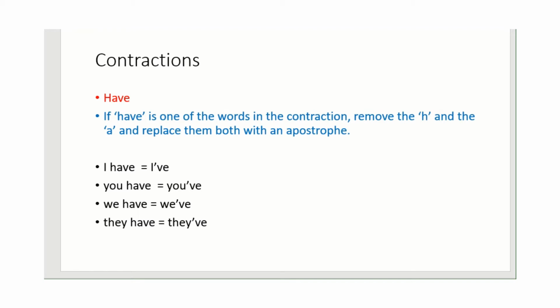Look at have. If have is one of the words in the contractions, we remove two letters again. Look, we remove the H and the A, the H and the A, and replace them both with an apostrophe. So I have becomes I've, you have becomes you've, we have becomes we've, and they have becomes they've.